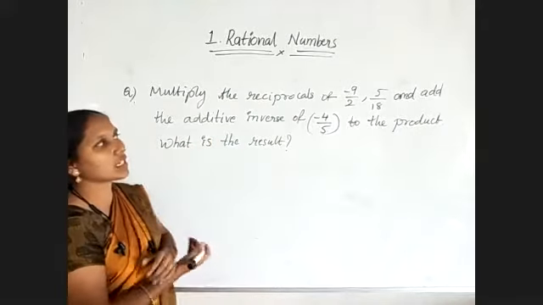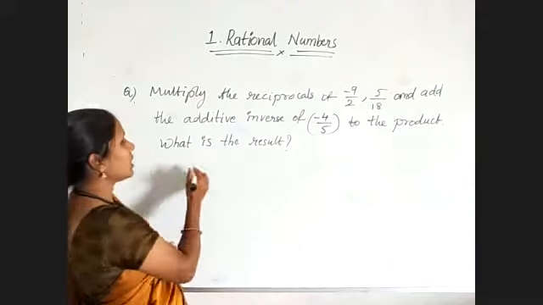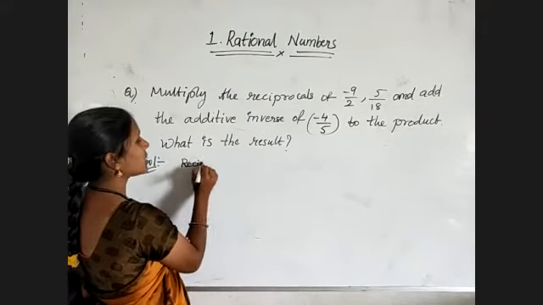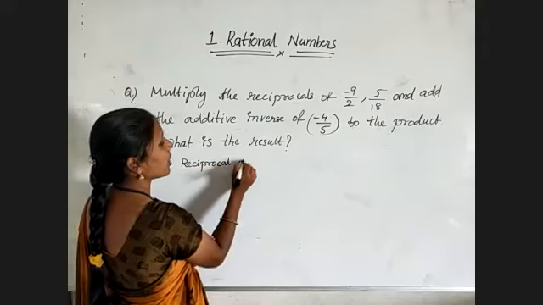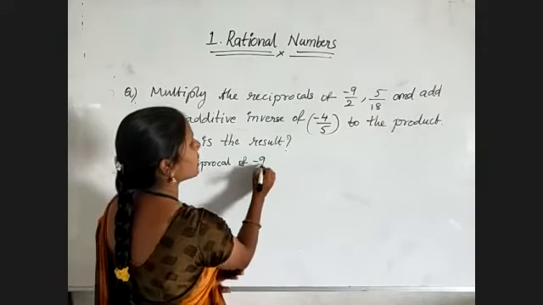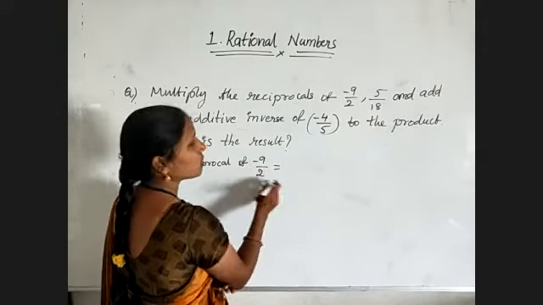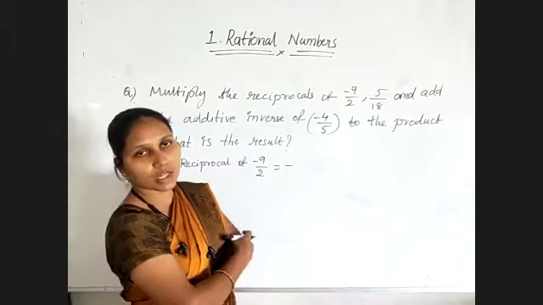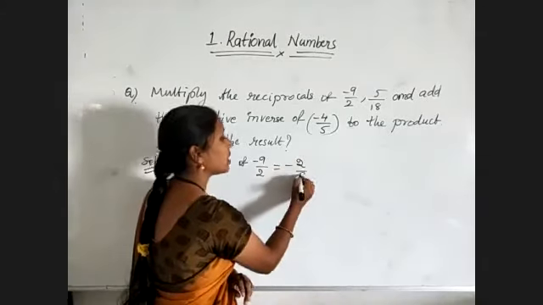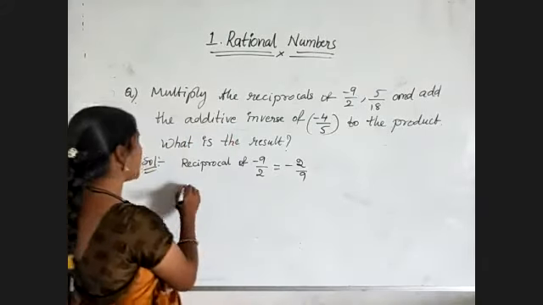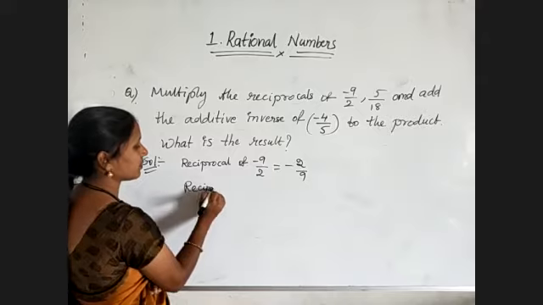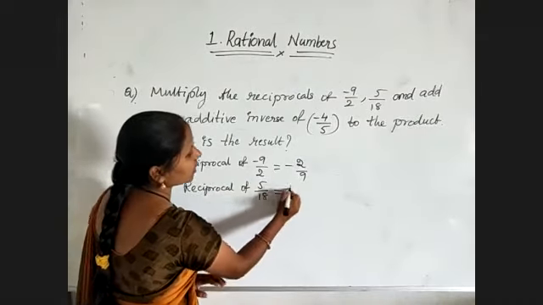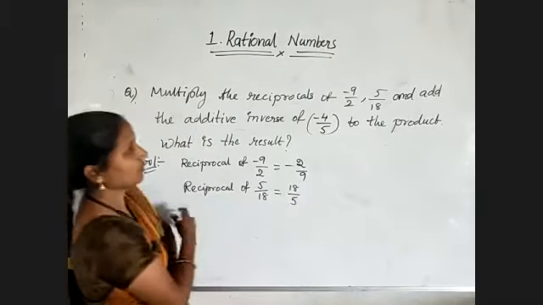First of all, find the reciprocals of the first two numbers. Reciprocal means multiplicative inverse. The reciprocal of minus 9 by 2: whenever we write the reciprocal, the sign will not change. Whatever negative number it is, we keep the negative value, but we take the reverse fraction. And the reciprocal of 5 by 18 is equal to 18 by 5.